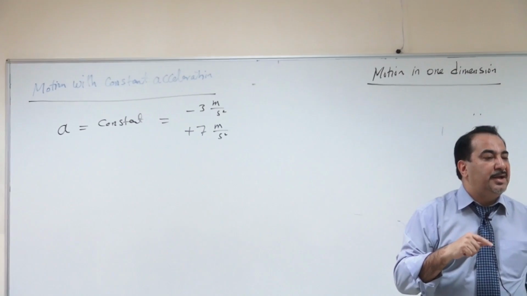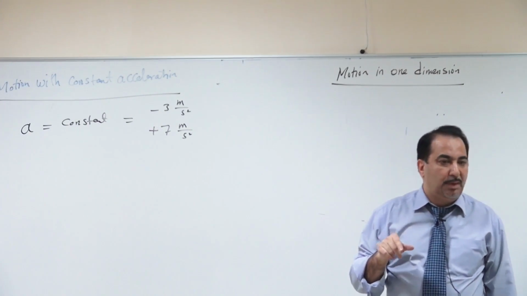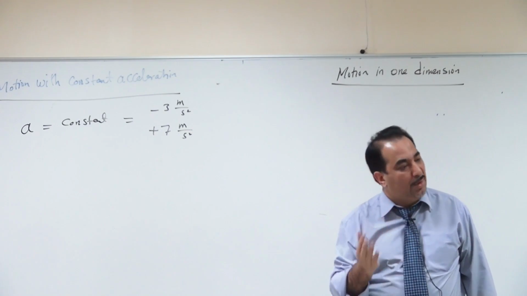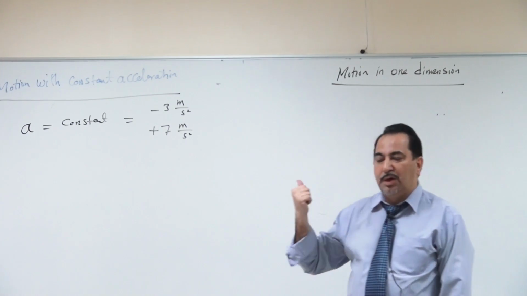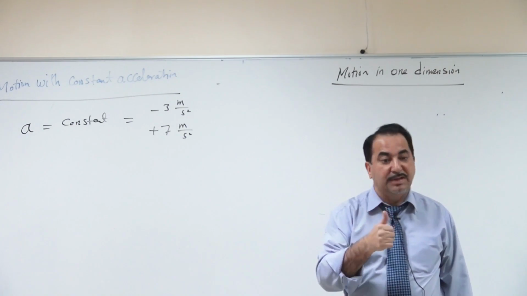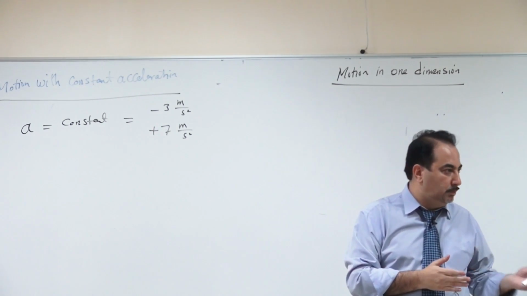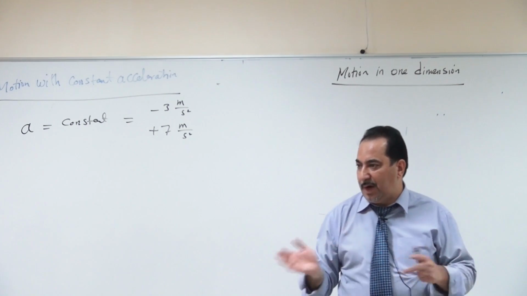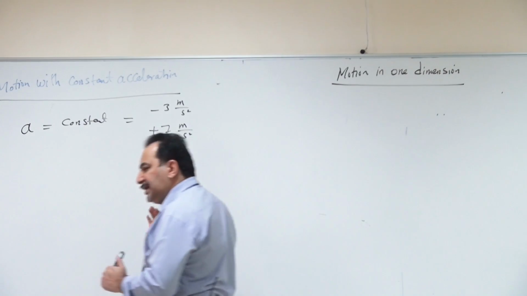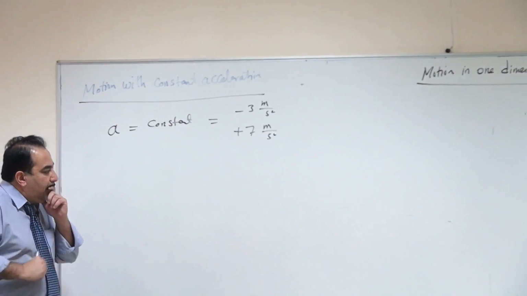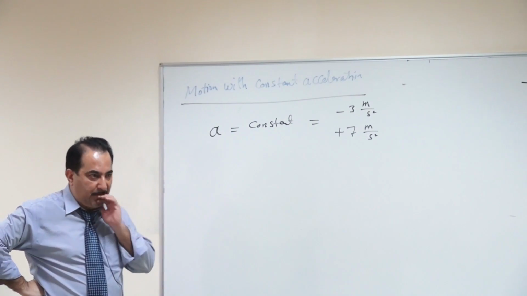If the acceleration is 0, a equals 0, it means velocity is constant. It's not changing. Yeah? There is no change in the velocity. So here, acceleration being constant doesn't mean acceleration is 0. It means it has a value, positive or negative, left or right. So when the acceleration is constant, what does that mean? It means velocity is changing. It doesn't mean velocity is constant.